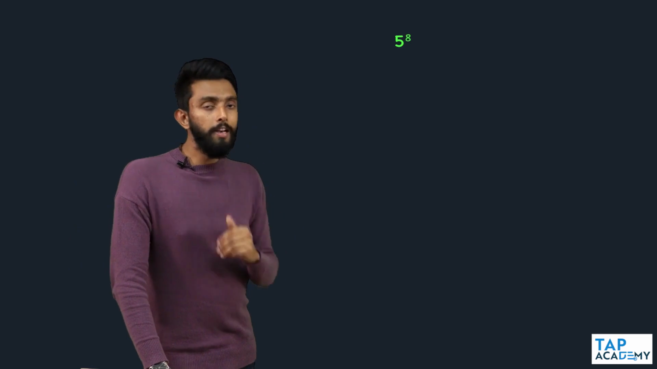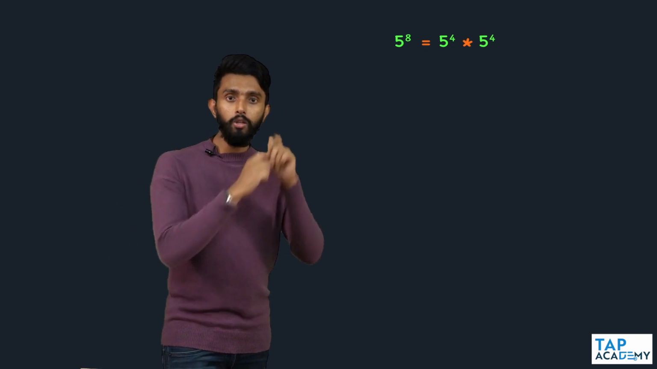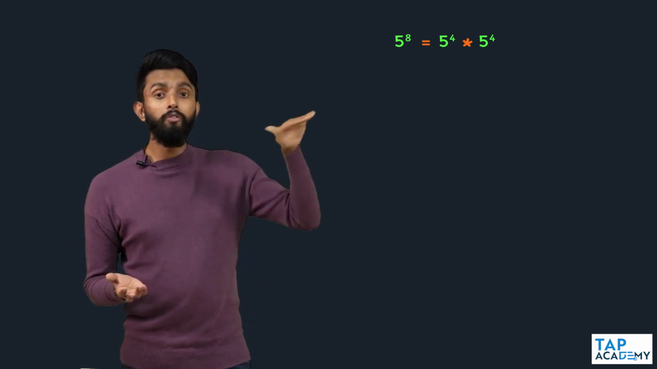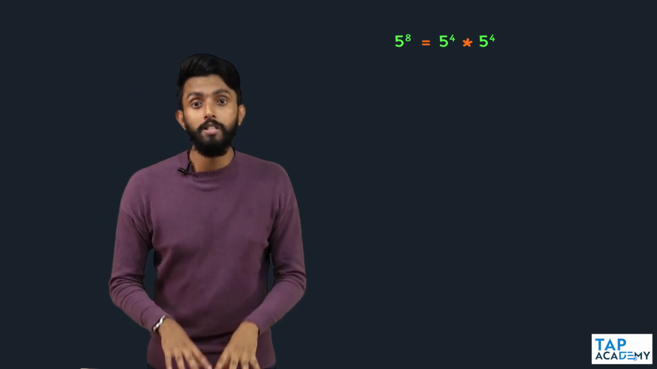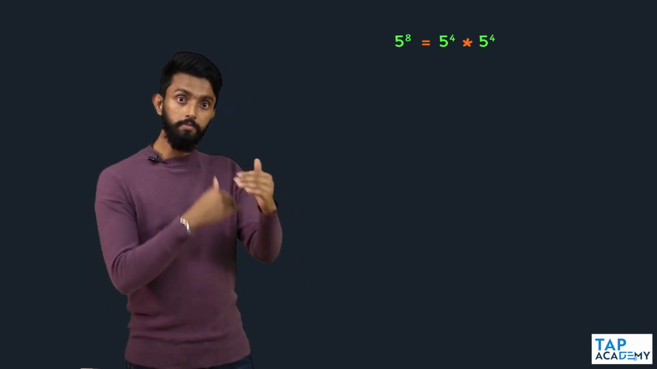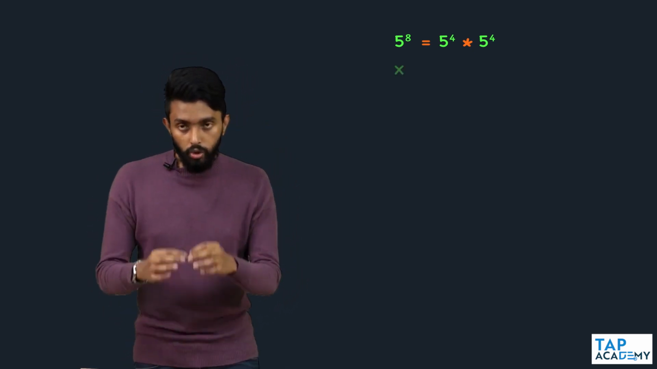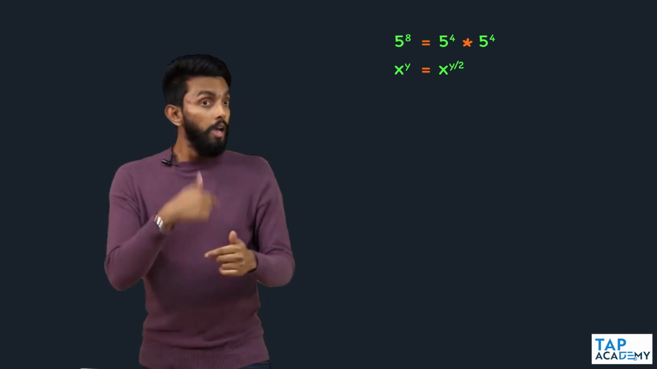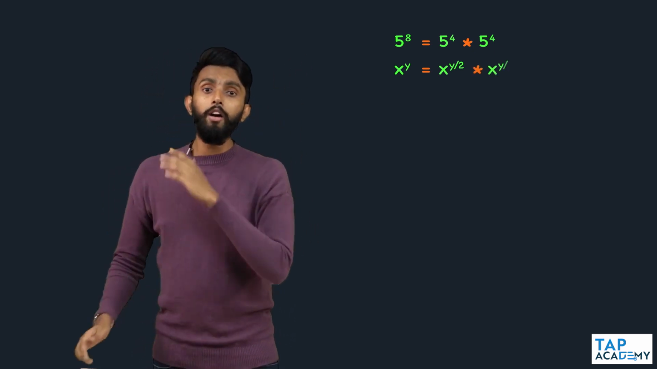We have 5 to the power 8. If you look at it, the power is even. 8 is even. If it is even, then I can express it as 5 to the power 4 into 5 to the power 4. I can do that. Correct? Simple mathematics, basic mathematics. Now, if I have to represent this as a recurrence relationship, then I can say x to the power y is equal to x to the power y divided by 2, because it's becoming half, into x to the power y divided by 2.